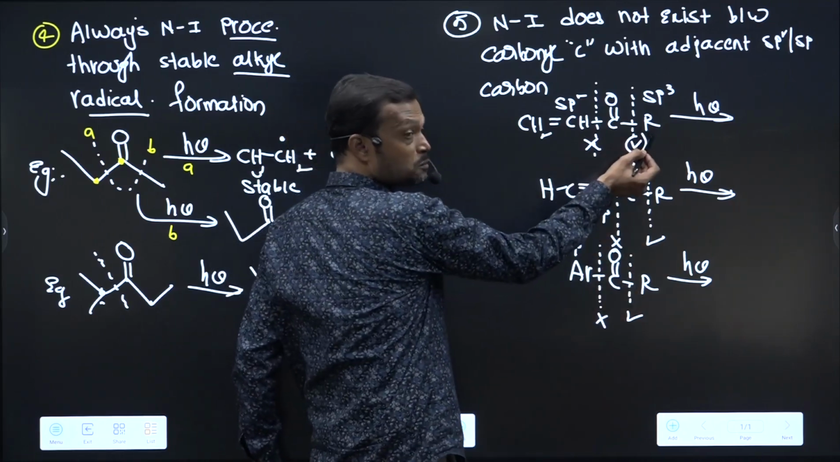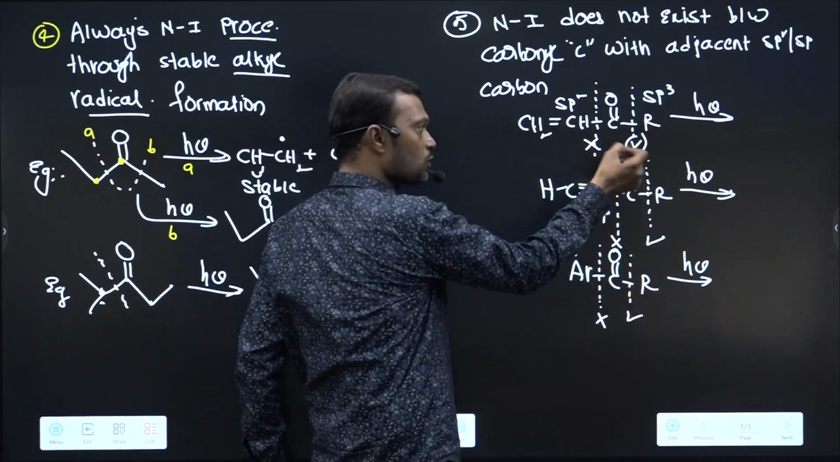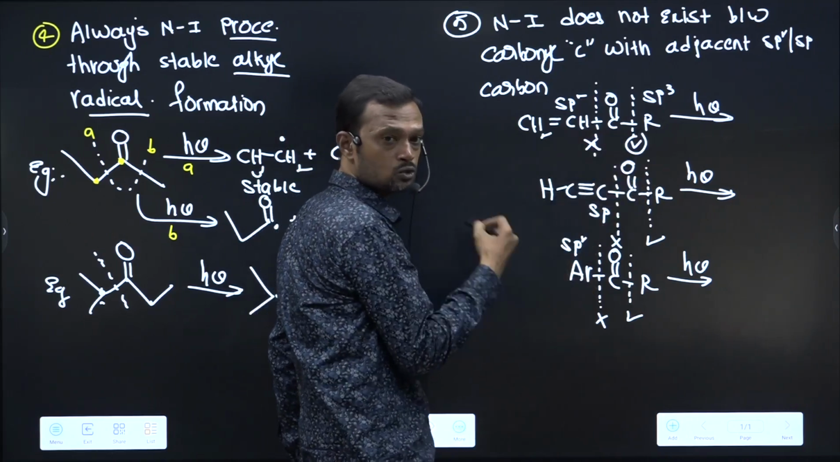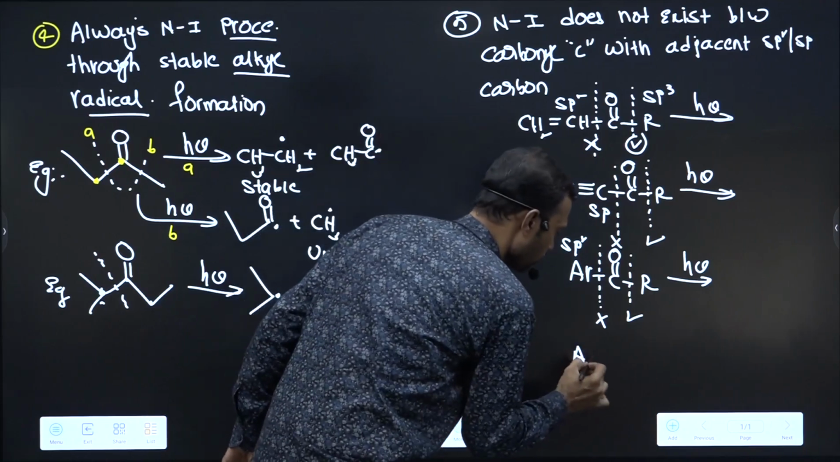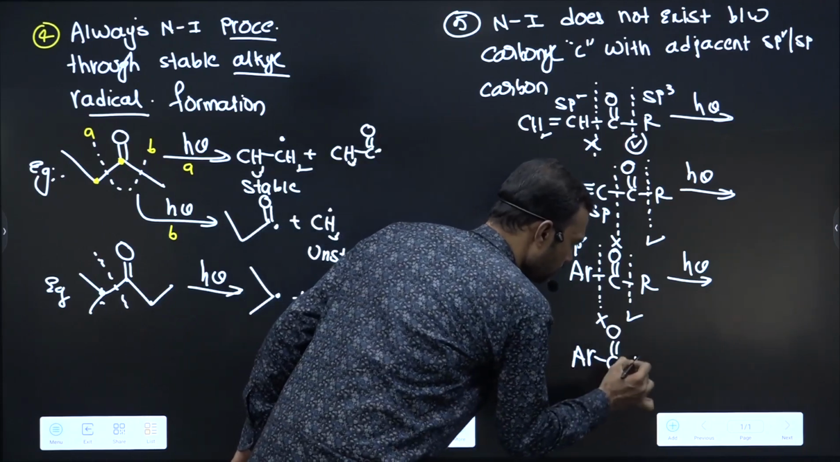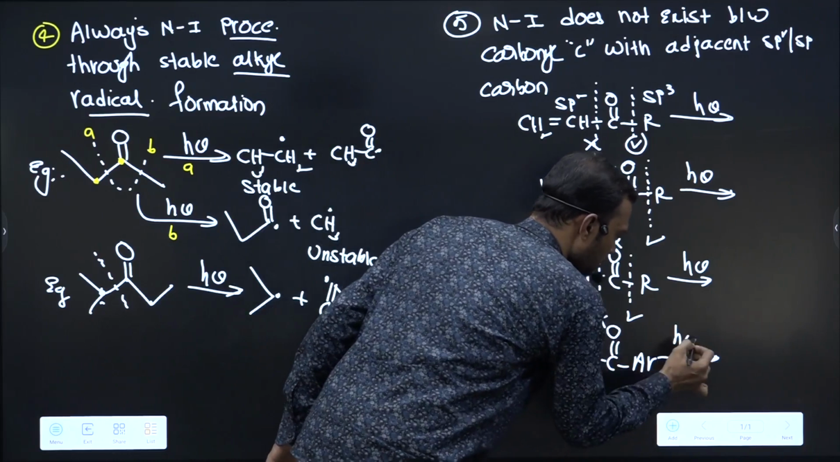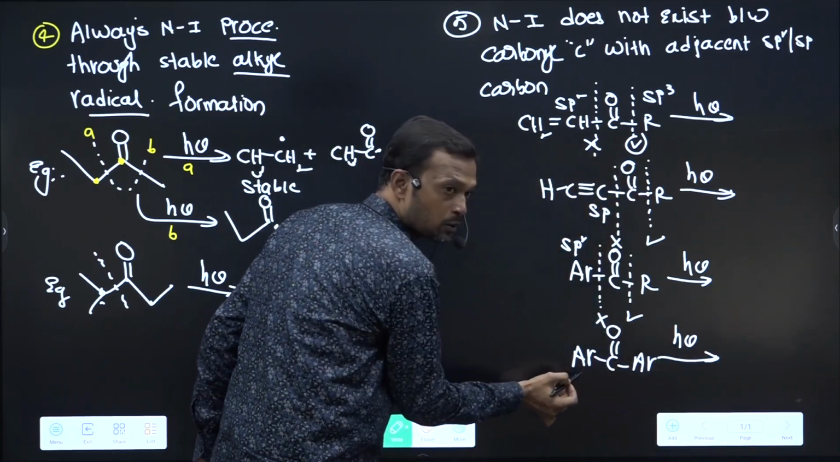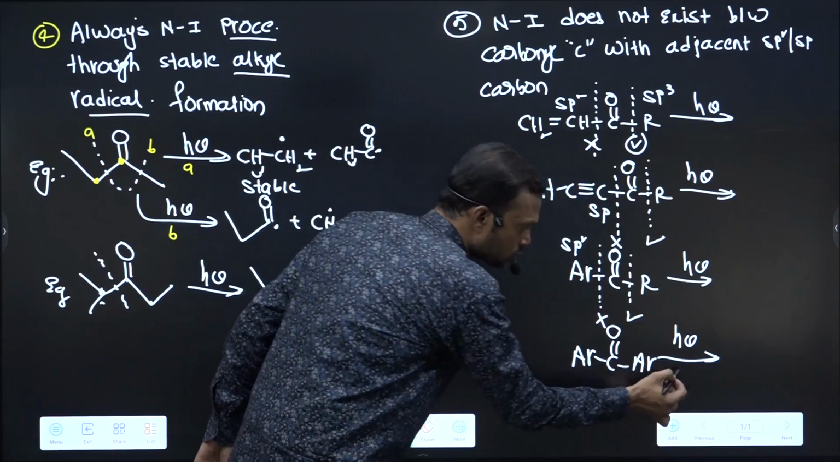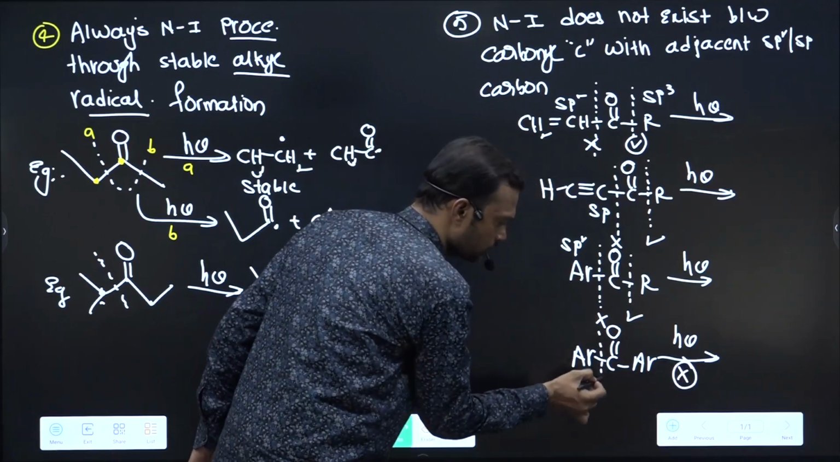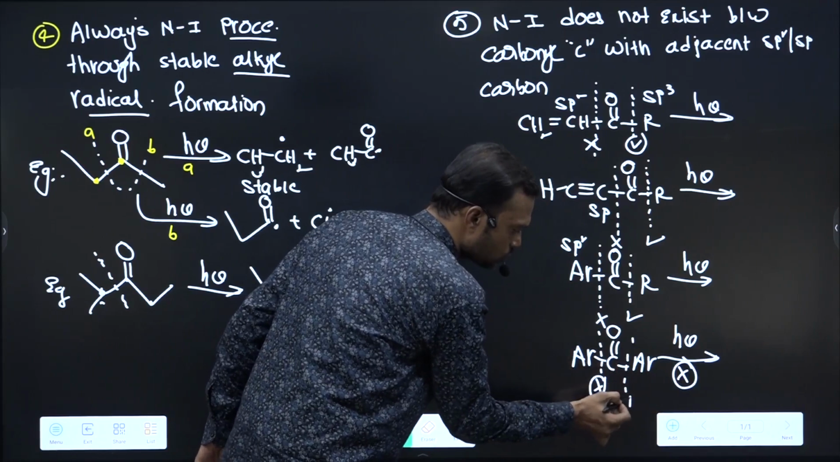If this carbon is also sp2 or sp, then there is no Norrish one in that molecule. Suppose I take benzophenone, Ar C double bond O Ar. Around this carbon, is it sp2 or not? Benzene is sp2 hybridized, so it is also sp2. So Norrish one is not possible in any direction. It is not possible here, and here also it is not possible.